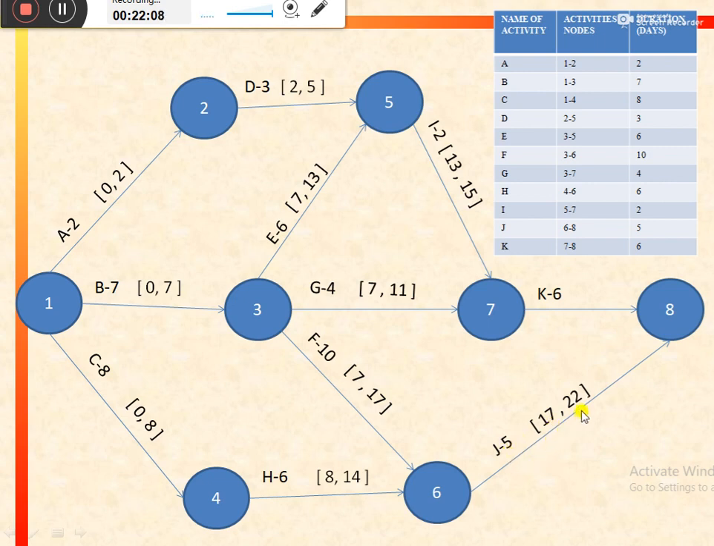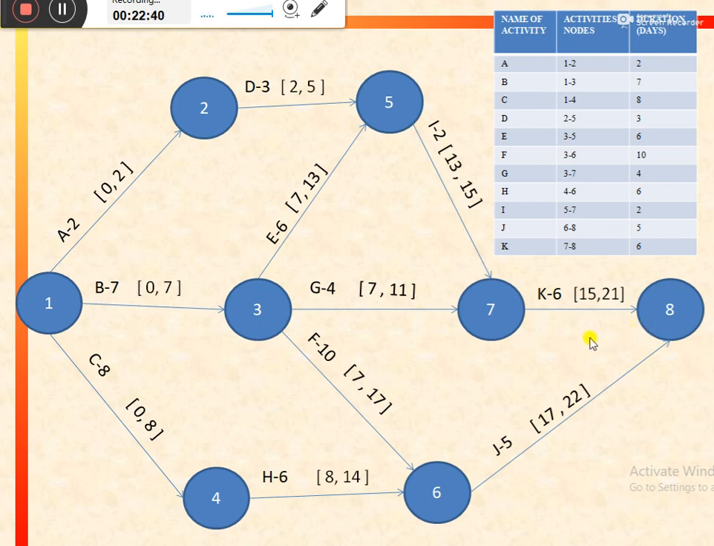Now in a similar manner for activity K, there are two preceding activities, activity I and activity G. For activity I, the earliest finish is 15, and for activity G, the earliest finish is 11. So we would consider the highest one, that is equal to 15. So earliest start for activity K would be equal to 15, and the earliest finish would be equal to 15 plus duration of the activity, that is equal to 6, that would be equal to 21.